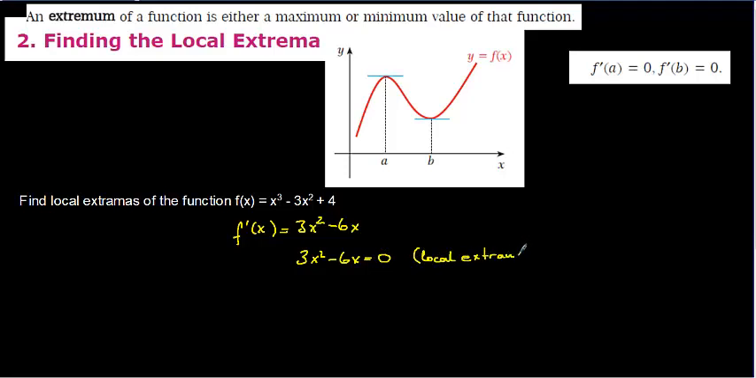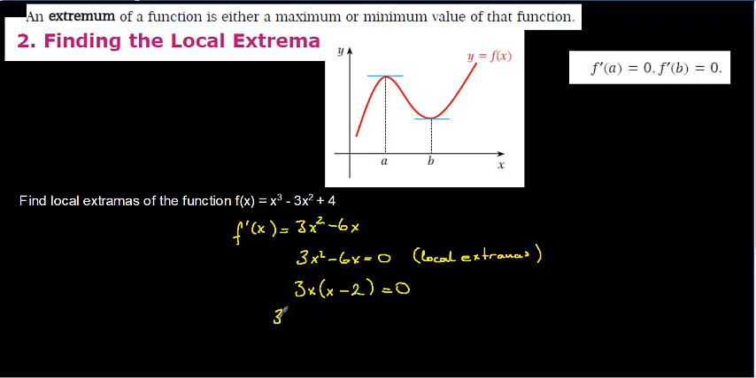We are finding the local extremas here. And how to find this one? This is a quadratic equation, and there is no c here. It means that we are going to take the common term out in parenthesis. If we take 3x out, it's going to be 3x times (x minus 2). 3x times x is equal to 3x squared. 3x times minus 2 is equal to minus 6x. And this is equal to 0.